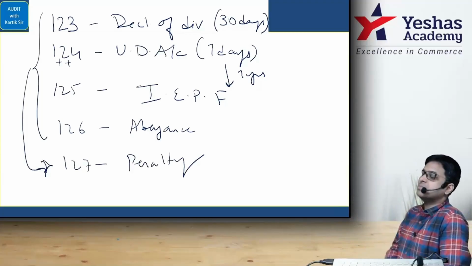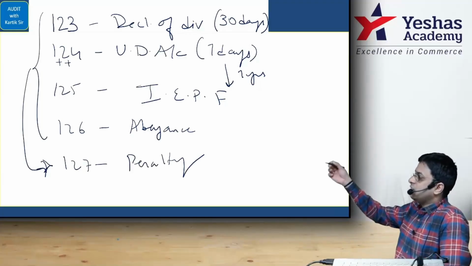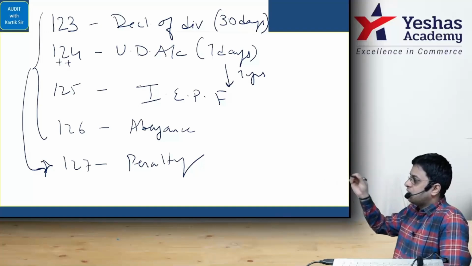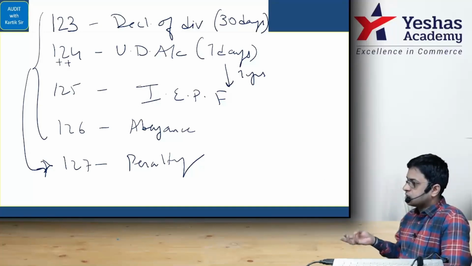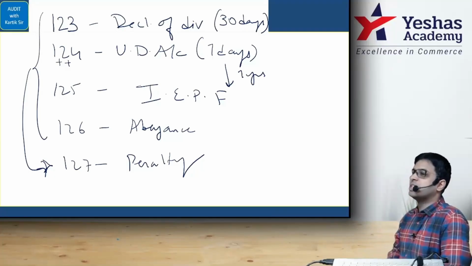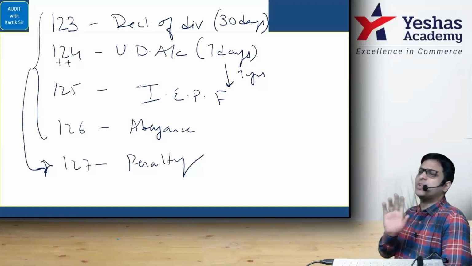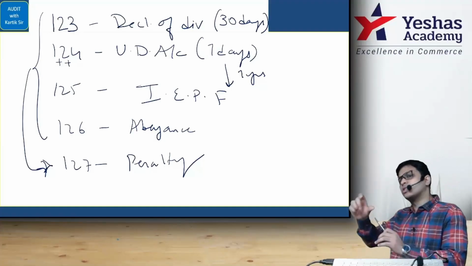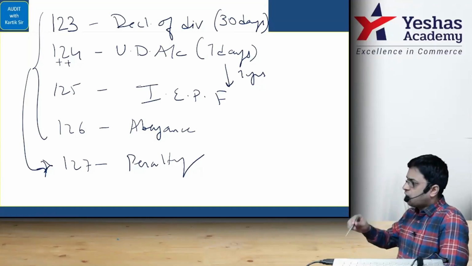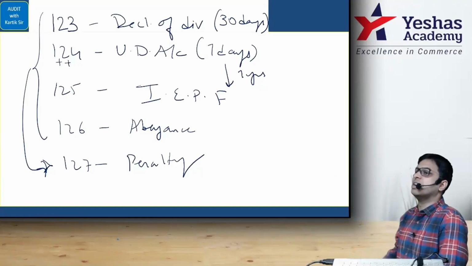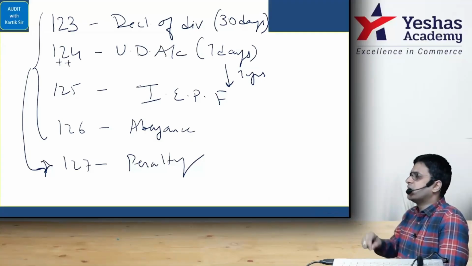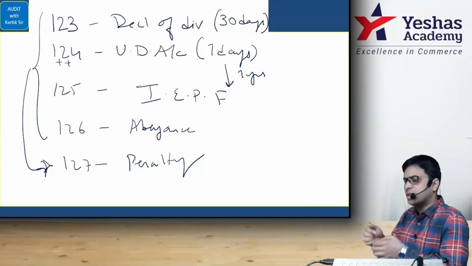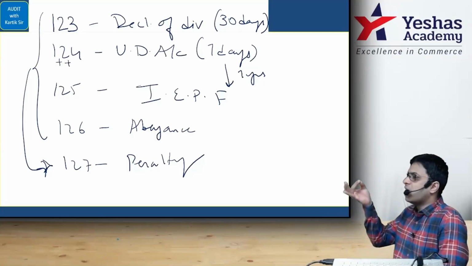5 sections. 123, 124, 125, 126, 127. Easy? 123 is declaration of dividend. Source is one part of it. It can come from this year's profit, last year's profit, or a government grant, or a government subsidy. That is given as source. 123 declaration of dividend. 124 is unpaid dividend account.